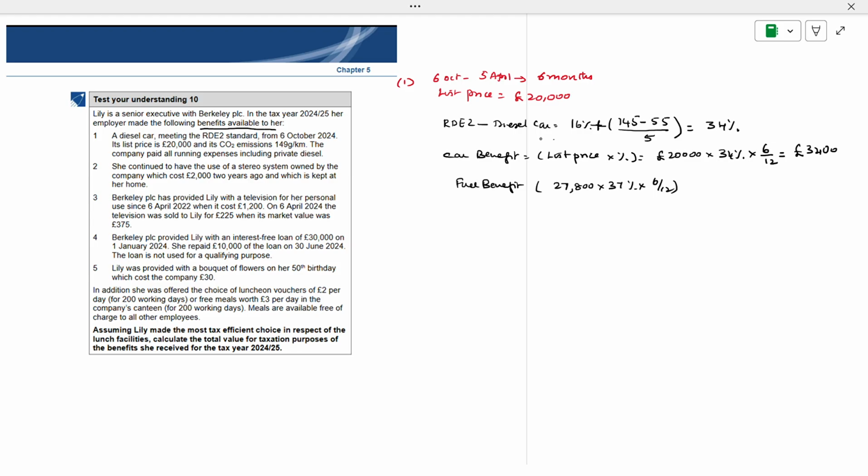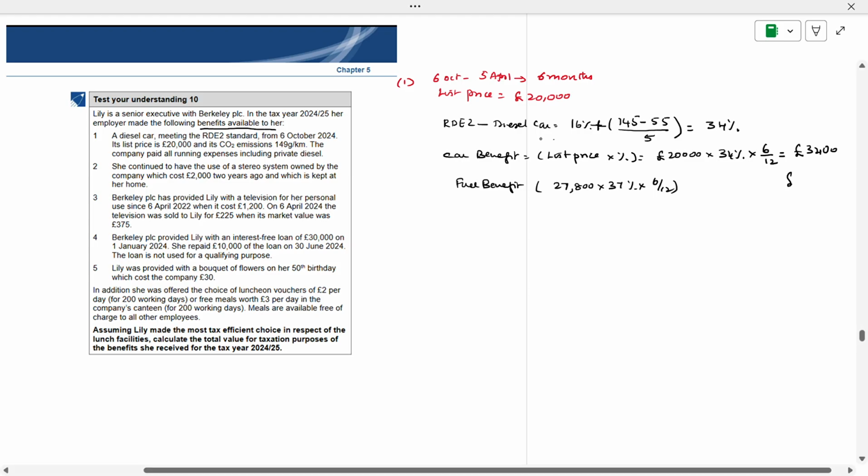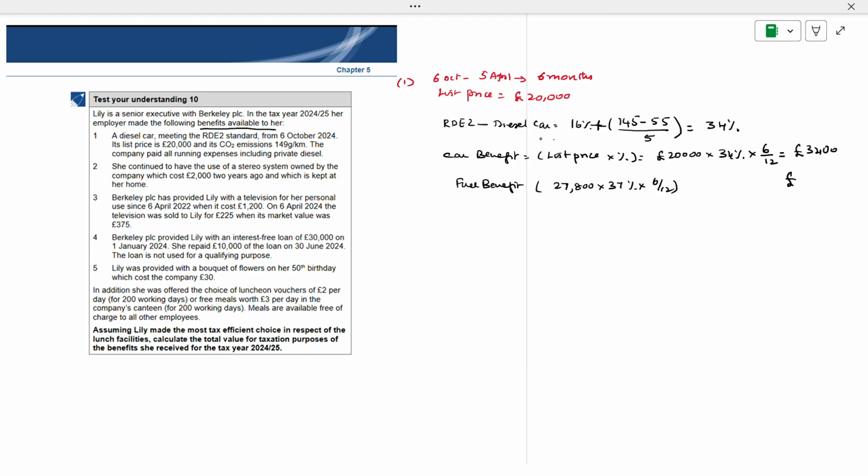Okay, his employer is providing benefits. Pays all expenses. The company paid all running expenses, which means he is eligible for the taxable fuel benefit. 27,800 times 37% times 6 by 12 comes to how much fuel benefit? So 4,726. Okay, 4,726. Are you okay about this?